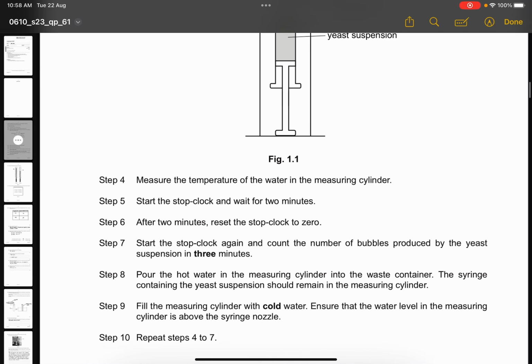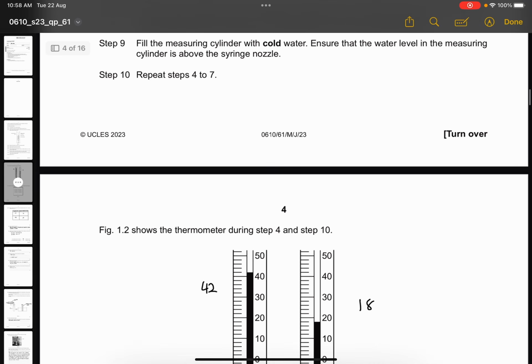Okay. Step 4. Measure the temperature of the water in the measuring cylinder. Step 5. Start the stop clock and wait for 2 minutes. Step 6. After 2 minutes, reset the stop clock to 0. Step 7. Start the stop clock again and count the number of bubbles produced by the yeast suspension in 3 minutes. Step 8. Pour the hot water in the measuring cylinder into the waste container. The syringe containing the yeast suspension should remain in the measuring cylinder. Step 9. Fill the measuring cylinder with cold water. Ensure that the water level in the measuring cylinder is above the syringe nozzle. Step 10. Repeat steps 4 to 7.